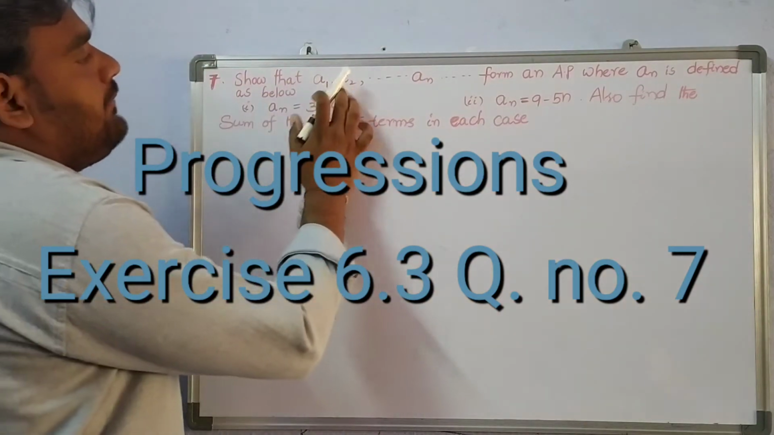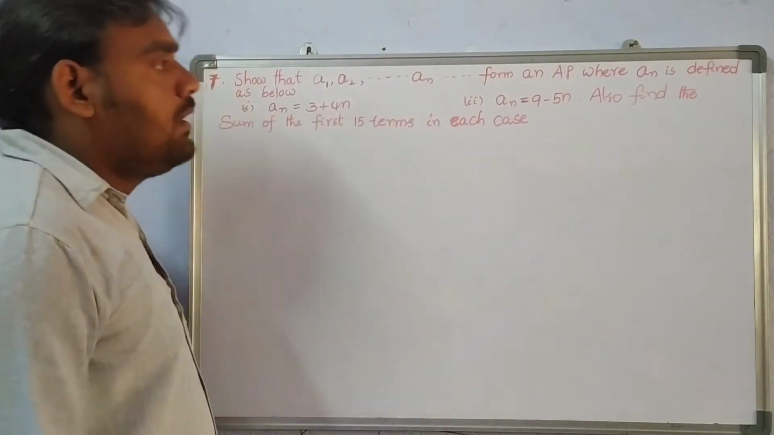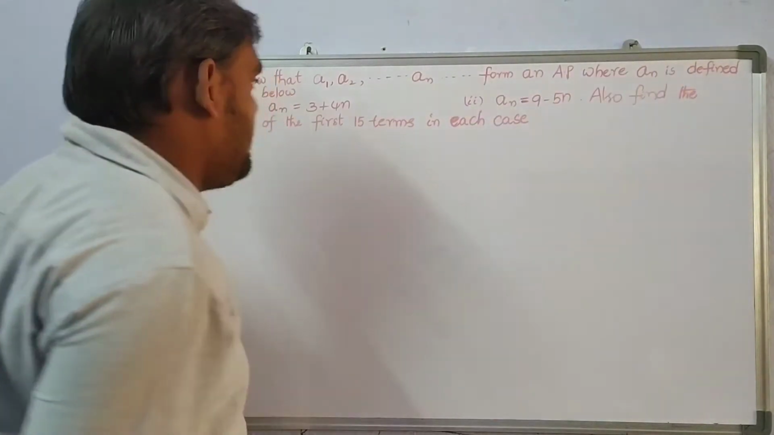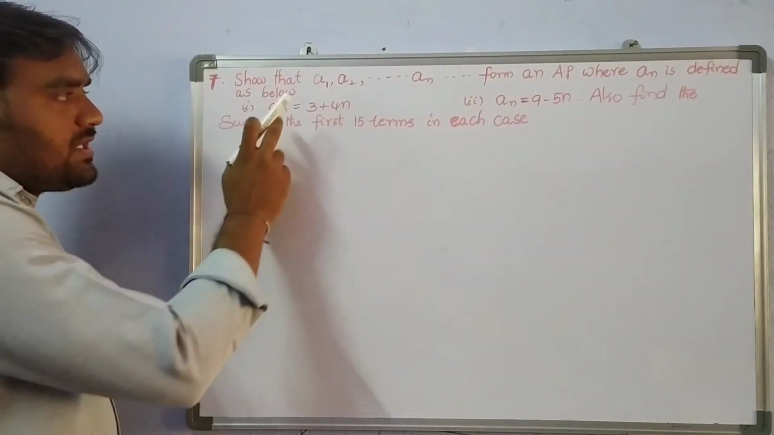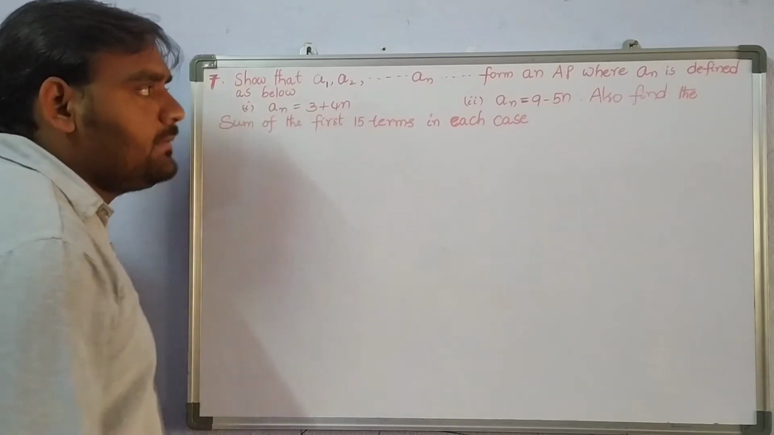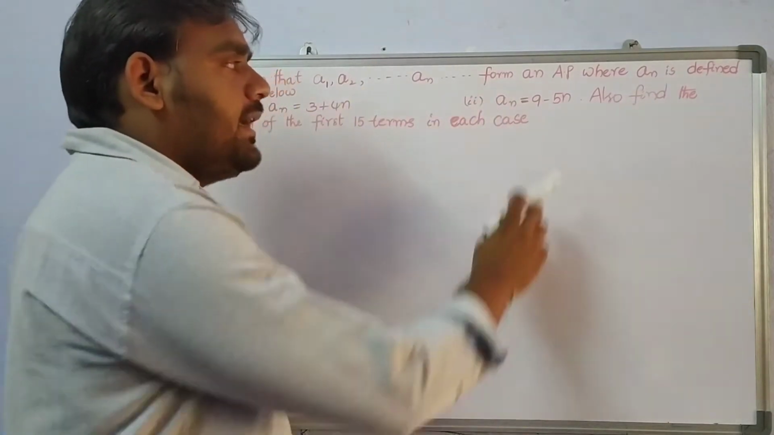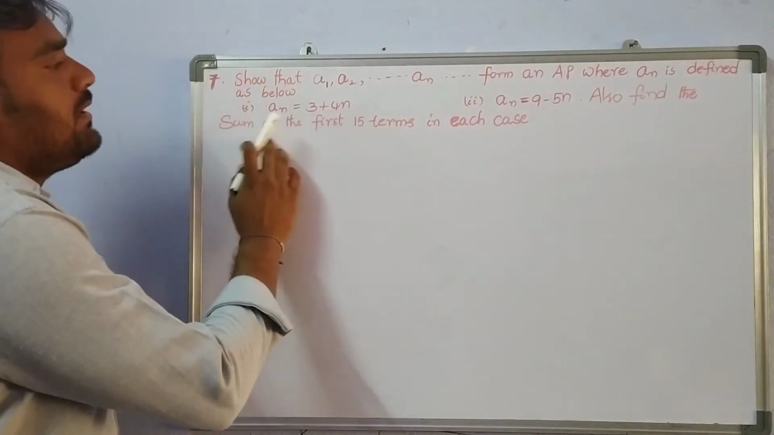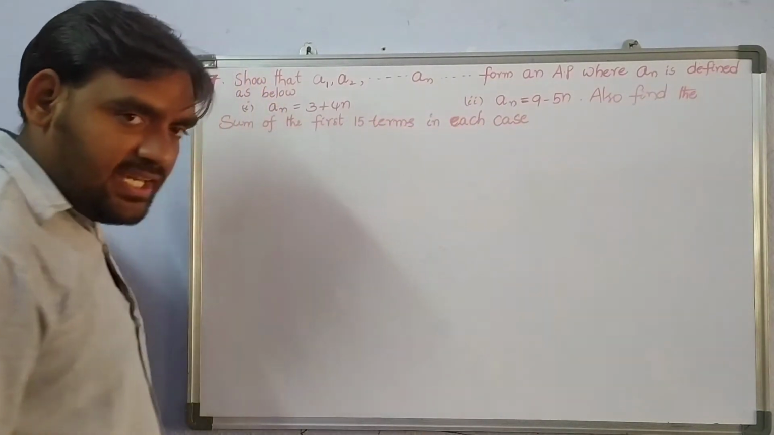Show that A1, A2 and so on An form an arithmetic progression where An is defined as below. In that, the first one is An is equal to 3 plus 4n and the second one is An is equal to 9 minus 5n. Also find the sum of the first 15 terms in each case.